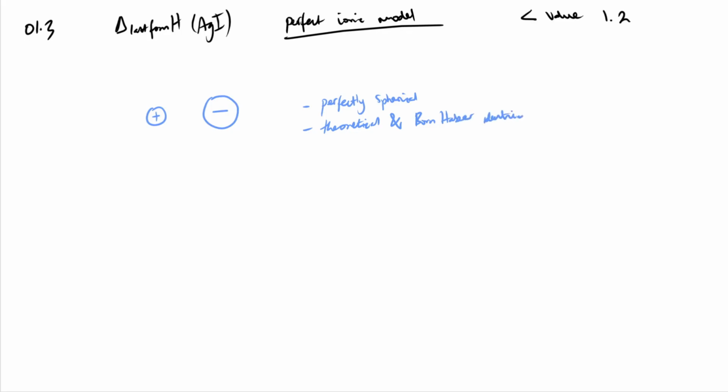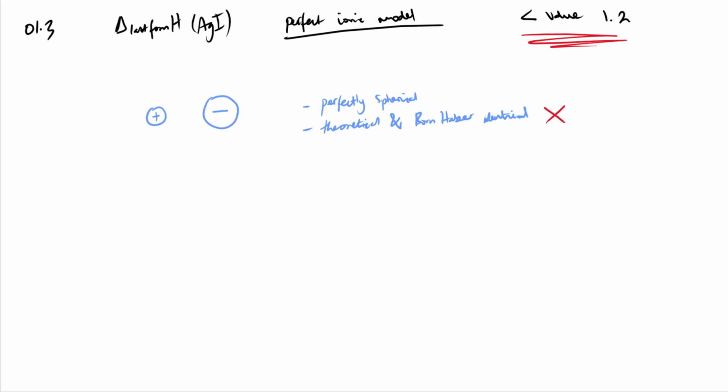Okay, so this cannot be a perfectly ionic model because they are not the same. It's already told us that it's a smaller value than the theoretical we just worked out in question 1.2. Okay, so what does this mean then? The alternative to this perfect ionic model is going to be covalent character.